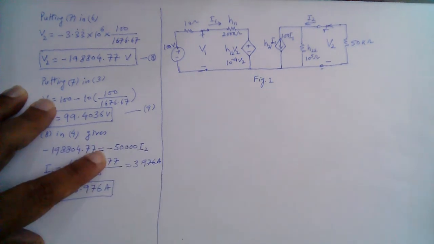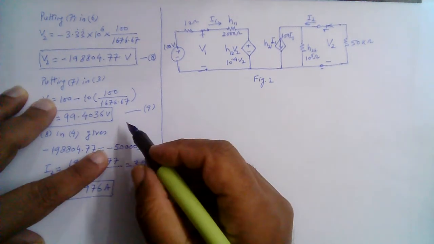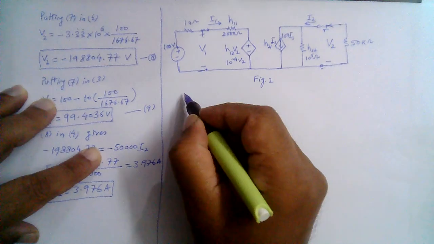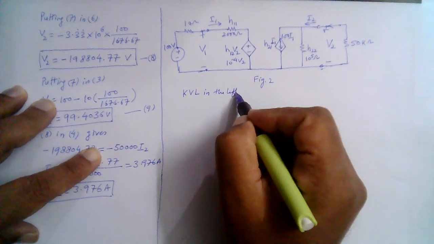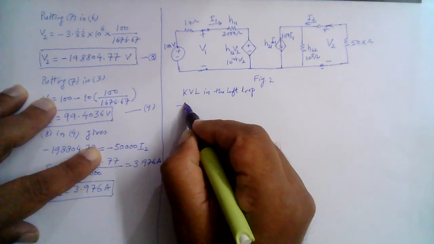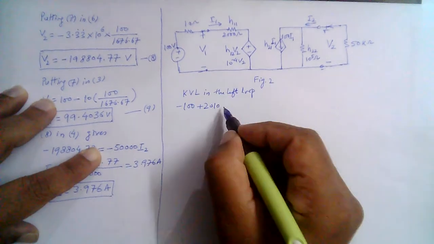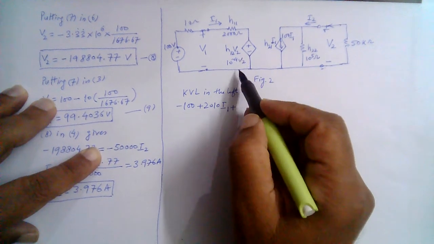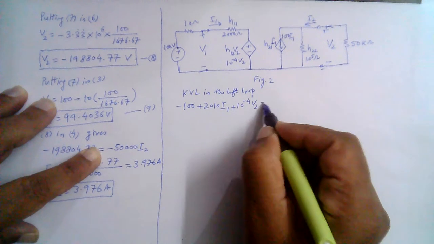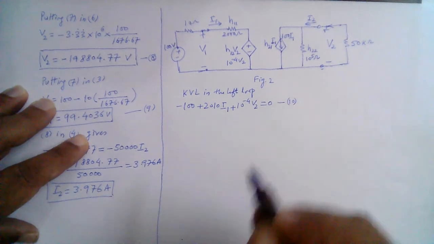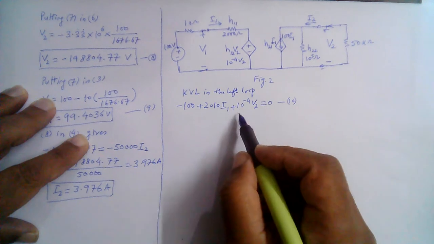So now we have this equivalent circuit, and we can apply circuit analysis techniques to find out the values V1, I1, V2 and I2 here. So for example, if you apply KVL in this left loop, so this is minus 100 and this is 10 plus 2000, so that will be plus 2010 I1, right? And plus H12 V2, that is 10 to the power minus 4 V2, and that is equal to 0. And let me call this equation number 10 now, right? So this is one equation we have, but this is in terms of only two variables, I1 and V2.